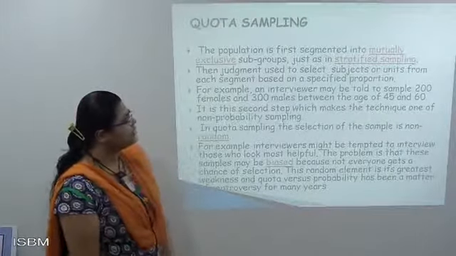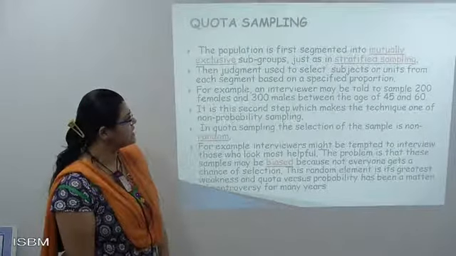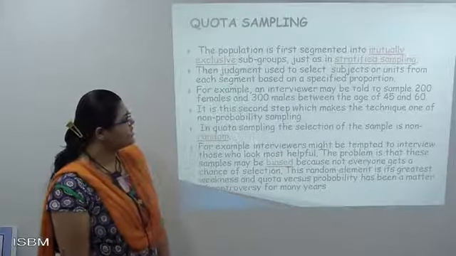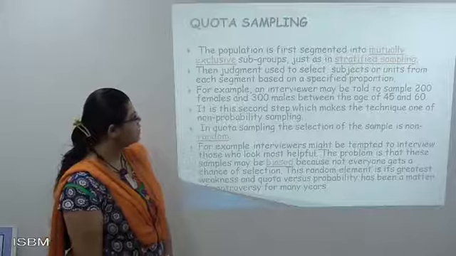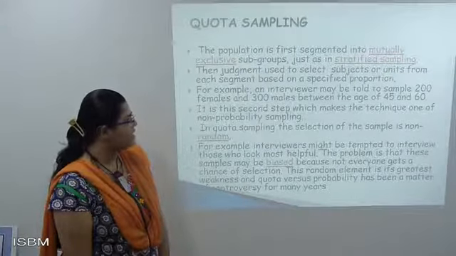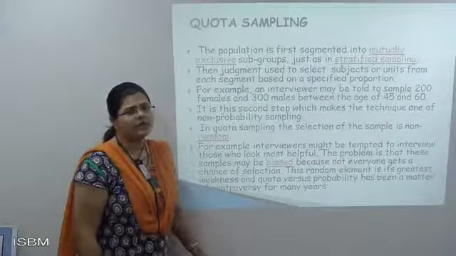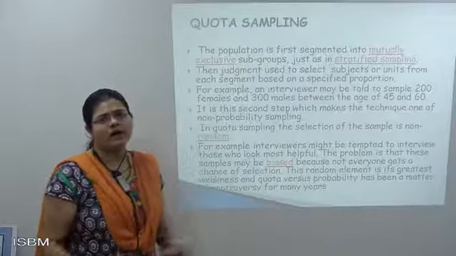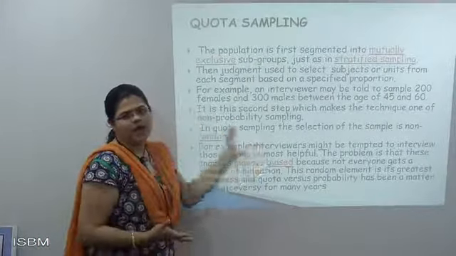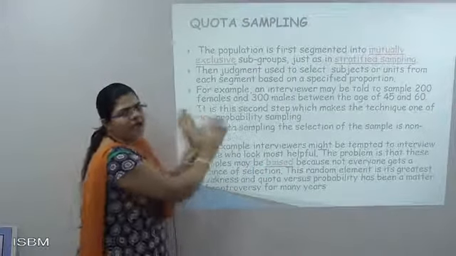For example, an interviewer may be told to sample 200 females and 300 males between the ages of 45 to 60. It is the second step which makes the technique one of the non-probability samples. In this sample, the selection is non-random, so it is a quota system. Here it is only said that this many are male and this many are female, and that they should be from this age to this age.